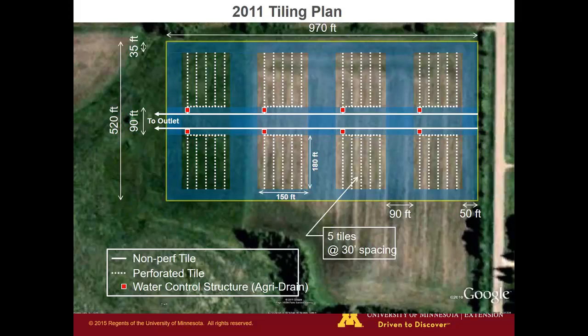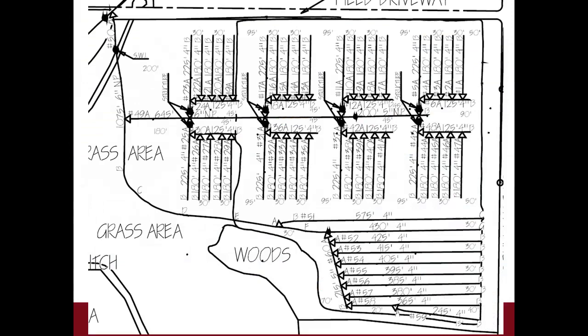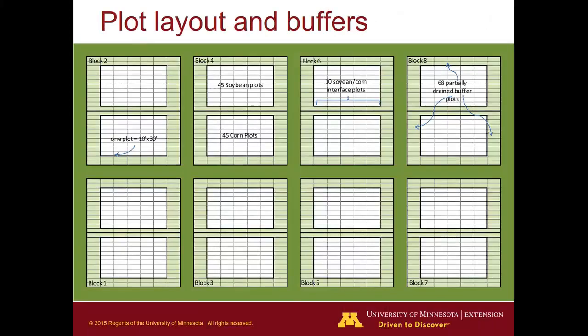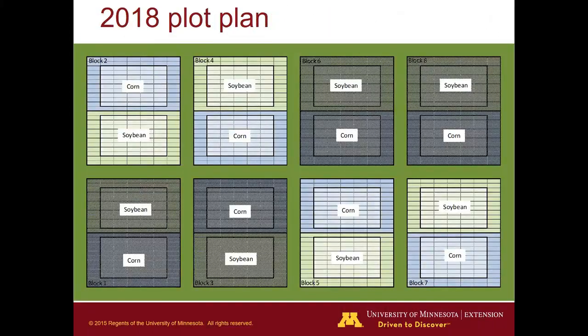We have 30-foot plots, and we have 30-foot spacing. So there's a tile line under the middle of every plot and perpendicular to the rows. And then half of those are drained, half of those are undrained. So that's what the map looks like. Basically, this is the plot plan for last year.